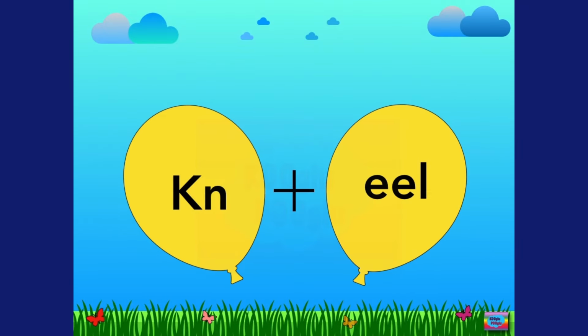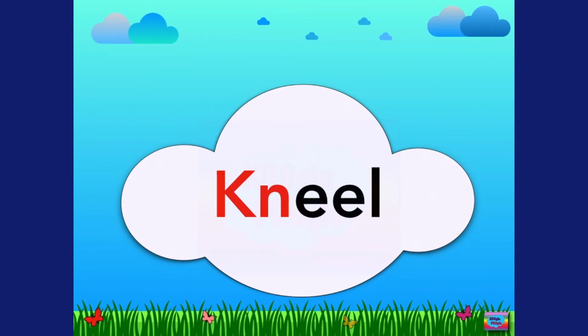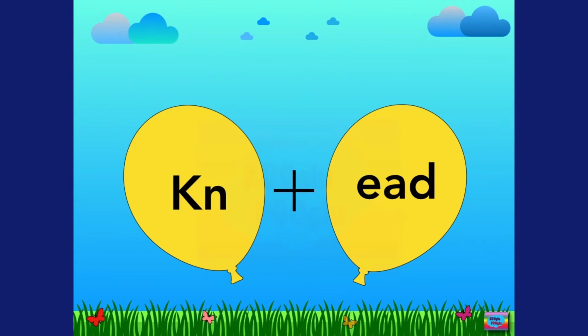N and eel. Now you're thinking, if eel's an animal, then there could be a kneel animal. Kneel means sitting down on your knees. You're kneeling. Kneel.